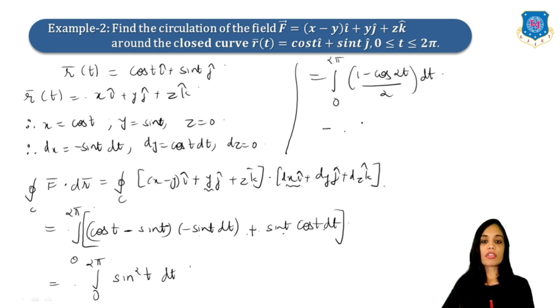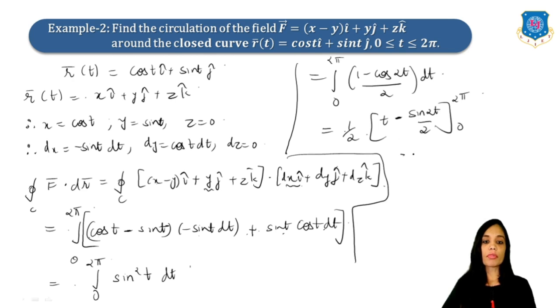Fine. Now just integrate. 1 upon 2 will remain outside. Integration of 1 will be t, and integration of cos will be what? Sin 2t upon 2, limits are 0 to 2 pi. Now we just have to put the limits. So 1 upon 2. If I put 2 pi over here, so 2 pi. Now sin 4 pi will be 0, so we don't have to write that. Now if I put the 0, this will become 0, sin 0 is also 0, so 0. So final answer is what? Pi. So this is the answer of the circulation.